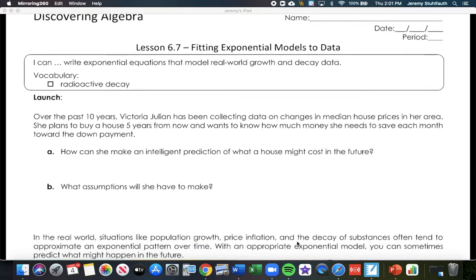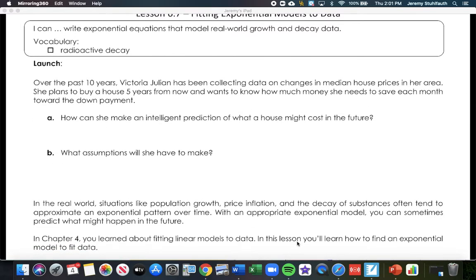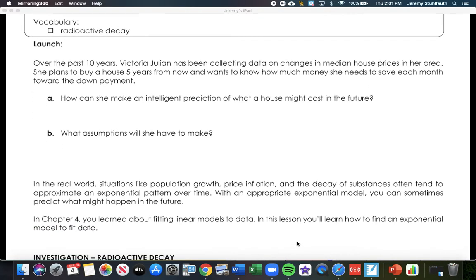In this lesson, we are going to explore how to create an exponential model that fits the data that we are given for a real-world scenario. So, first, before we start looking at the investigation, let's first take into consideration the information that we need to know in order to come up with an exponential model that represents a scenario.